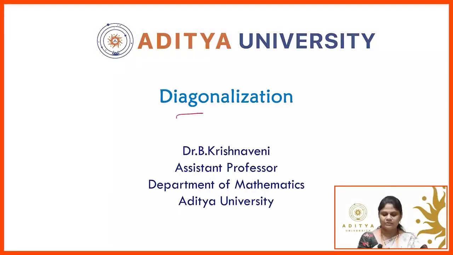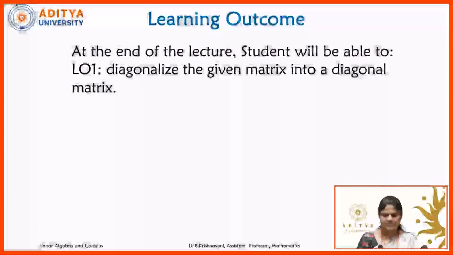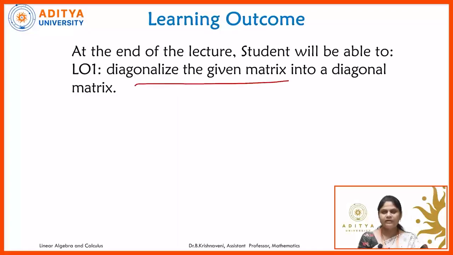Today we are going to discuss a topic called diagonalization. What condition has to be followed in order to diagonalize the given matrix, and how to diagonalize the given matrix. That is the topic we are going to discuss. The learning outcome of this lecture is that, at the end of this lecture, the student will be able to diagonalize the given matrix into a diagonal matrix.